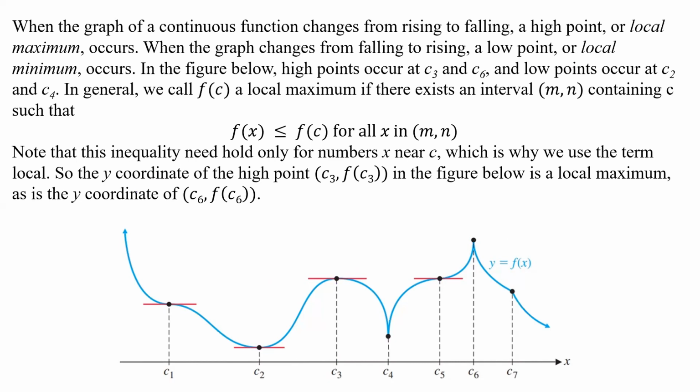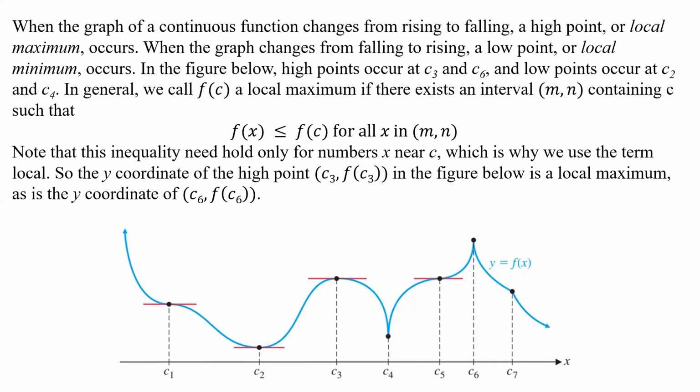Okay. And in general, we call f of c a local maximum if there exists an interval from m to n, containing c, such that f of x is less than or equal to f of c for all x within that interval m to n.